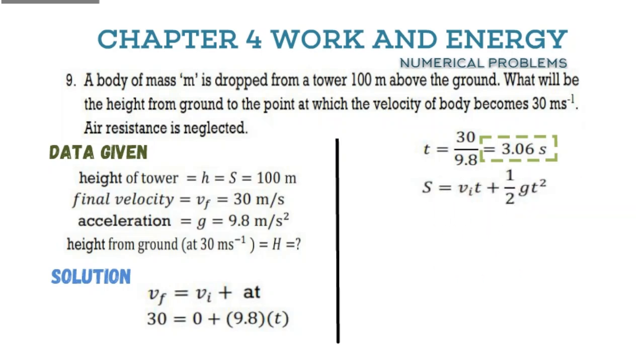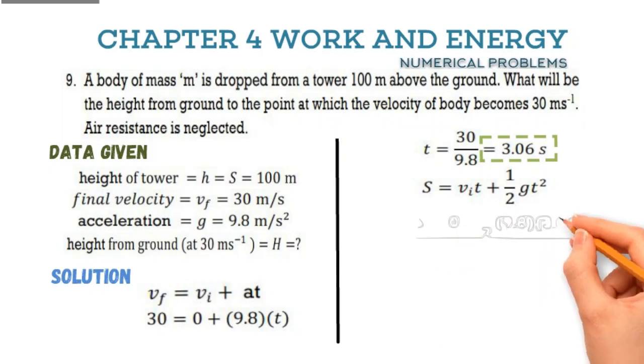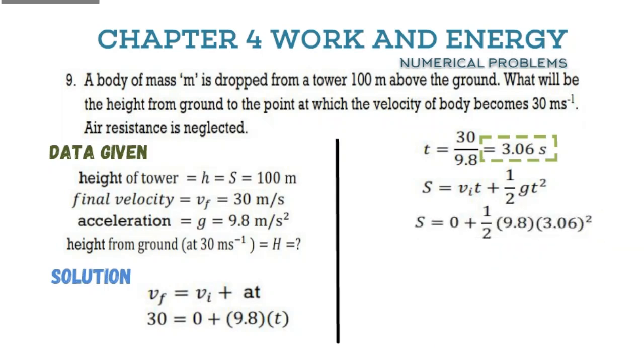The formula tells us that distance equals the initial velocity multiplied by time plus 1/2 multiplied by acceleration and time squared. Since the initial velocity is 0, the first term disappears, and the formula simplifies to distance equals 1/2 multiplied by acceleration and time squared.